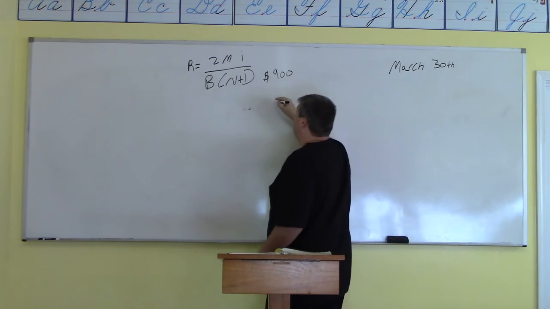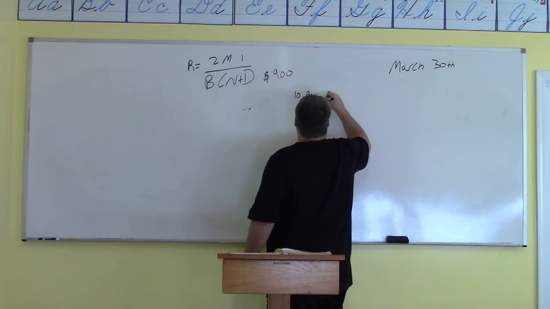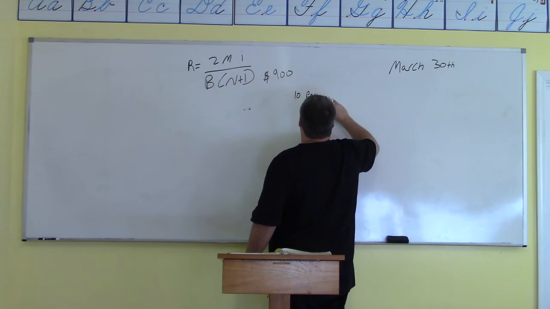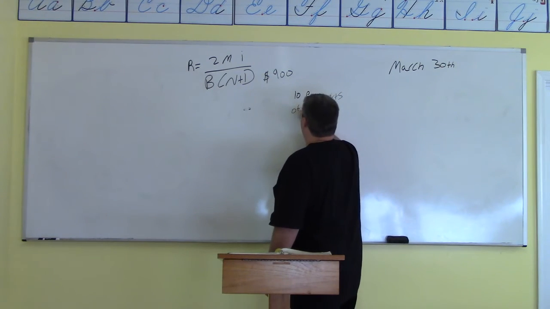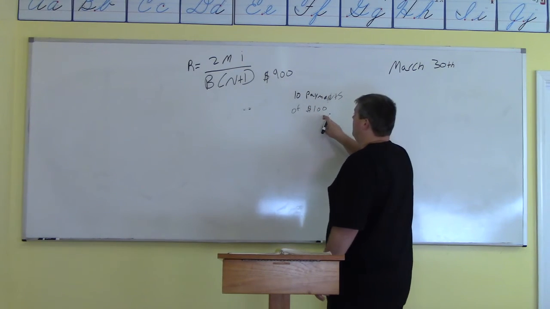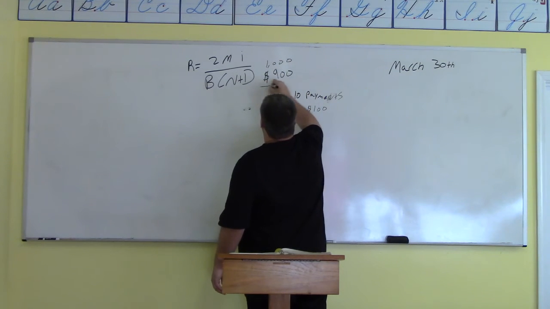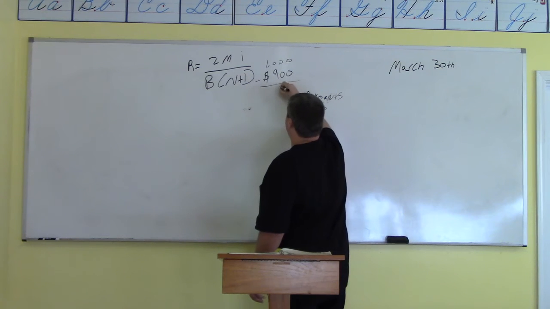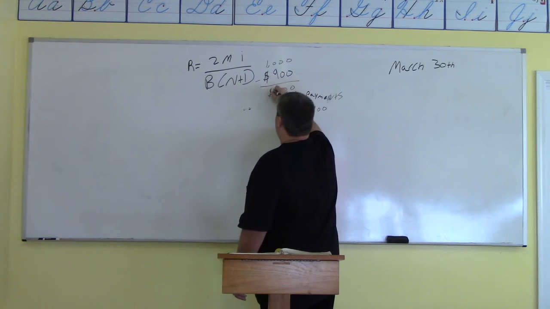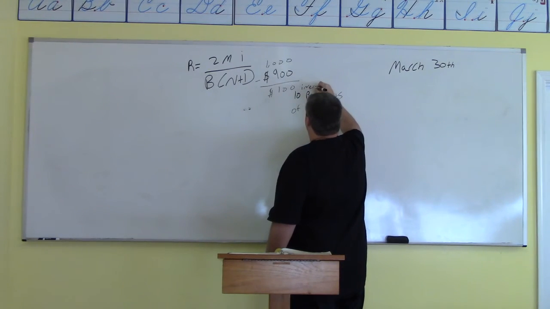But then if it says you're going to make 10 payments of, let's say, $100 each. Well, if you did 10 times 100, that would give you 1,000. So if you really pay 1,000 and the loan was for 900, when you subtract these, that'll tell you how much the interest charge is. And in this imaginary scenario, your interest would be $100.